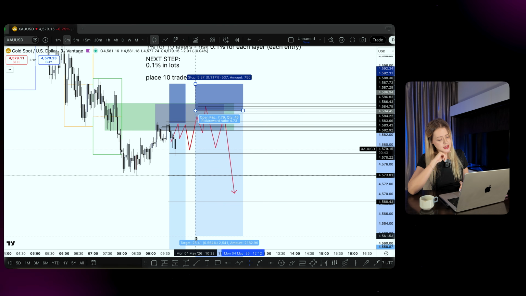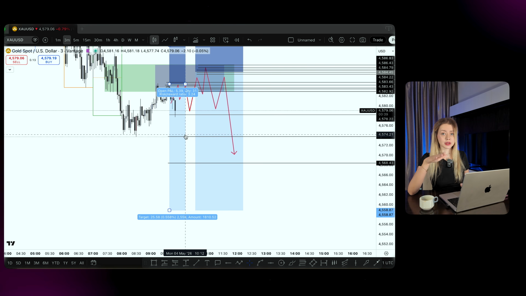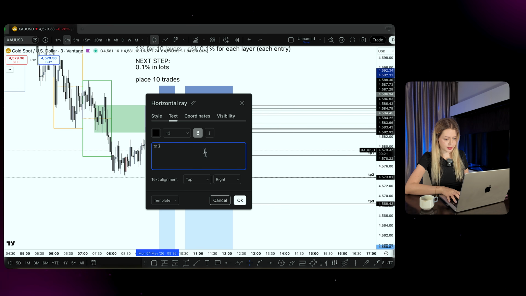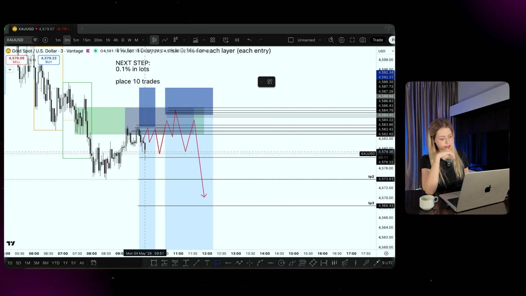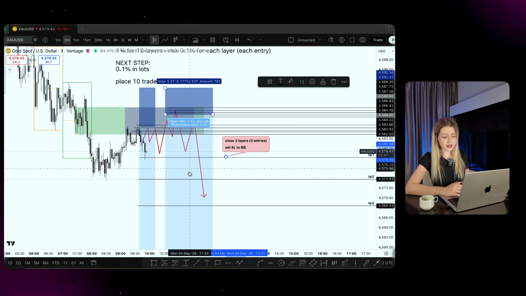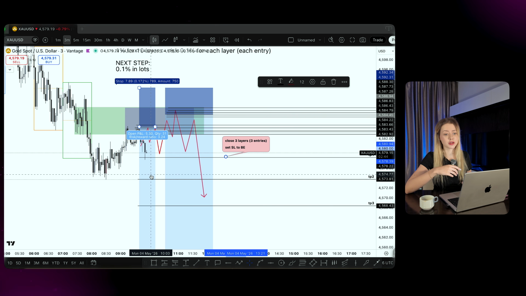And then let's say that you still have some layers in order to let the trade run on its own. Okay, so this could be TP1, TP2, and TP3. Let's say that when the price approaches TP1, you are going to close 3 layers, meaning 3 entries. Another smart thing that I encourage traders to do is to set the stop loss to break even, because in this way the trade is now running free and you also bank some profit.